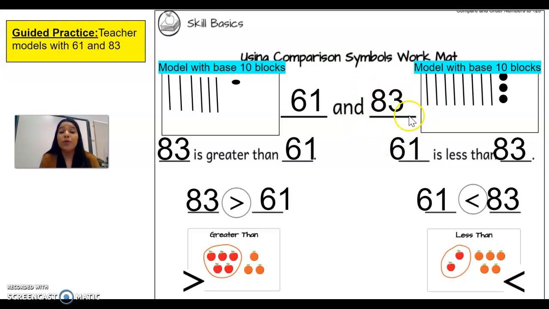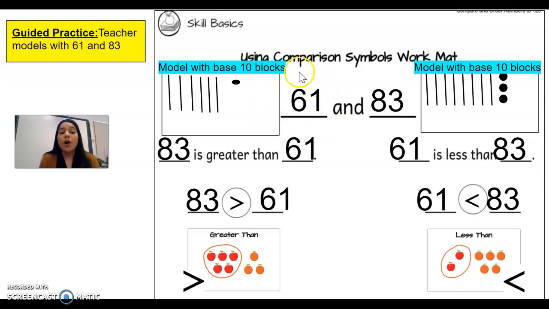So now comparing these two numbers, 61 and 83, which number is bigger? 83. 83 is bigger. Okay, you can also use your hundreds chart. Your hundreds chart helps you see which number is bigger, which number comes before, which number comes first, and which number comes after. So you can use your hundreds chart for that as well. And we say that 83 is a bigger number. So 83 is greater than 61.